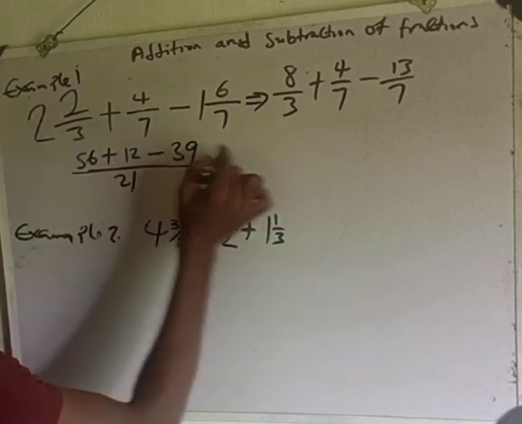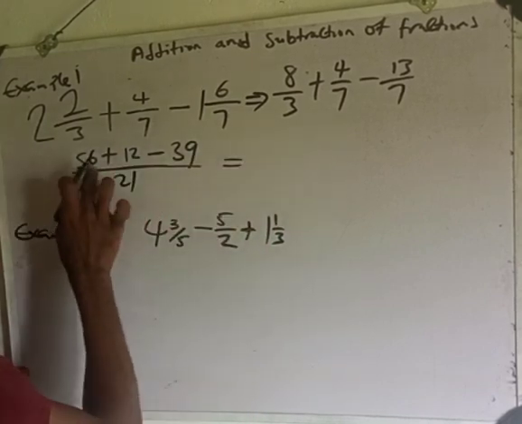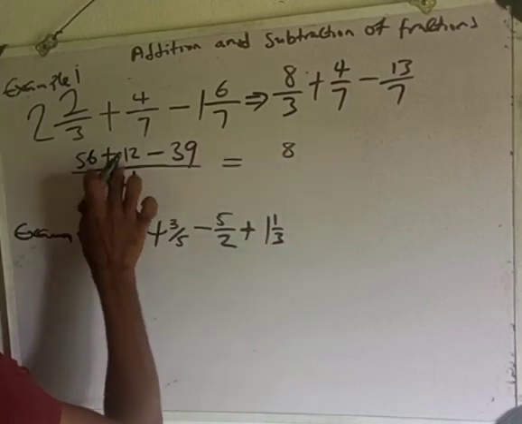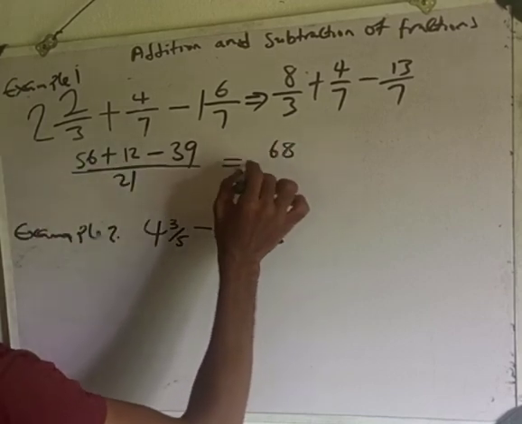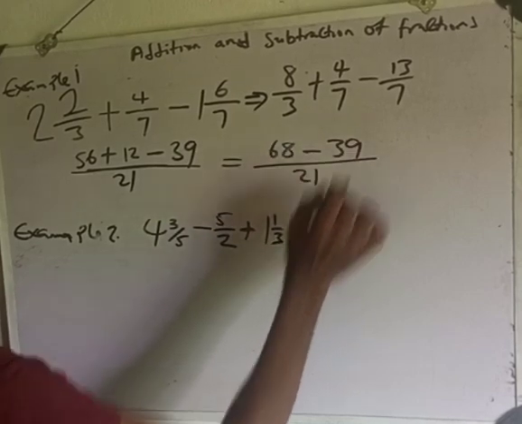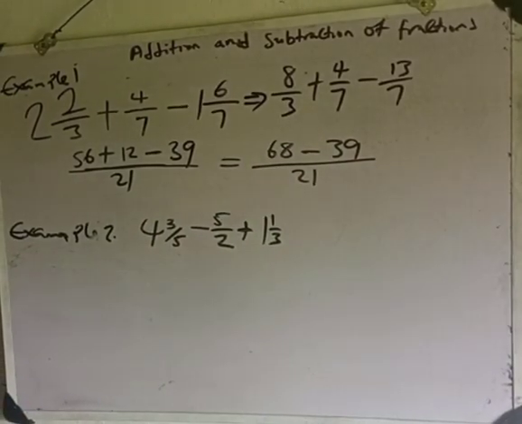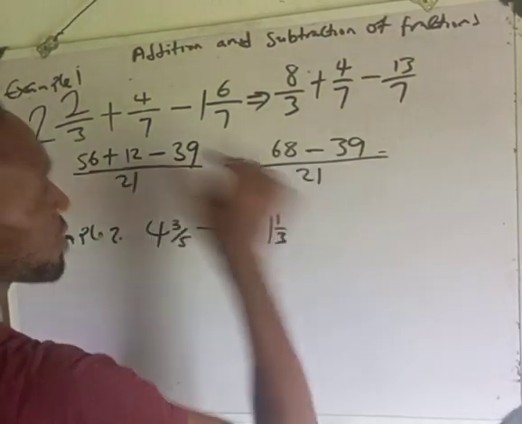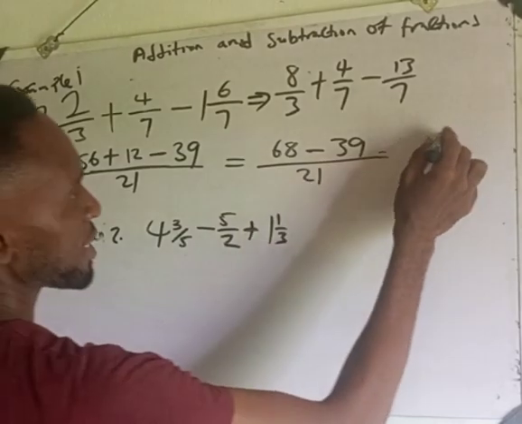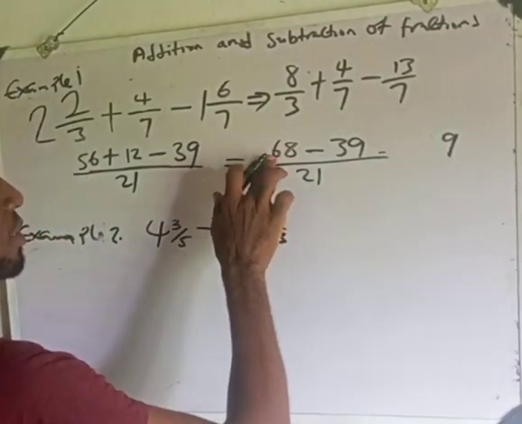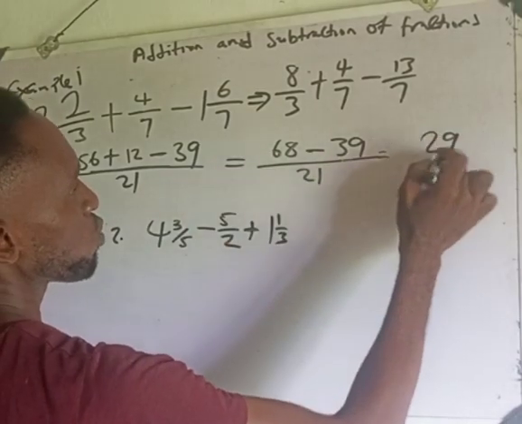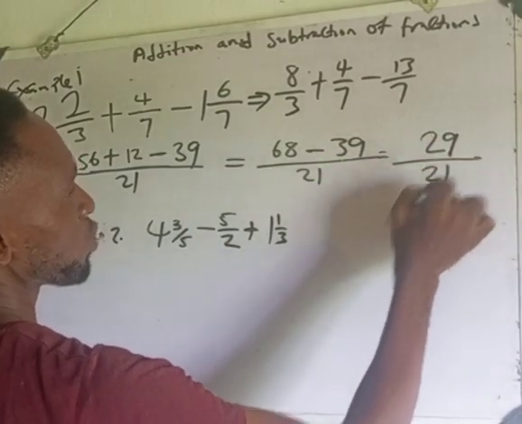Okay, let me add these 2 first. I have that 6 plus 2 is 8. Then 5 plus 1 is 6. Remember, I have my 21 minus 39, right? So going further, this will give me 8 minus 9 cannot go. So I make it 18 minus 9 will give me 9, right? Remaining 5 here. 5 minus 3 will give me 2. So I have 29 over 21.